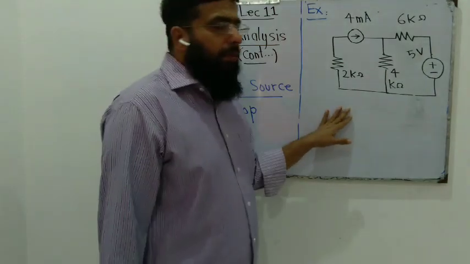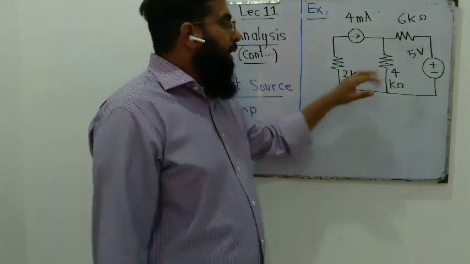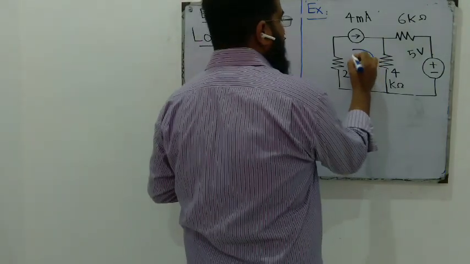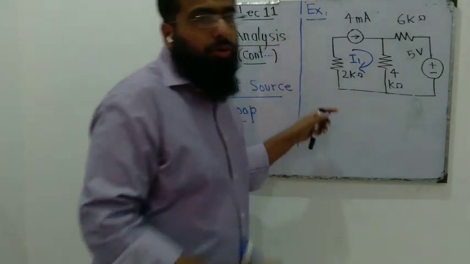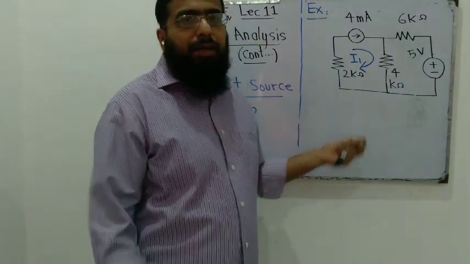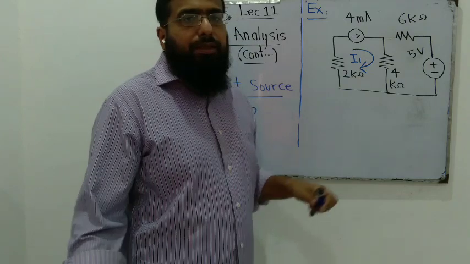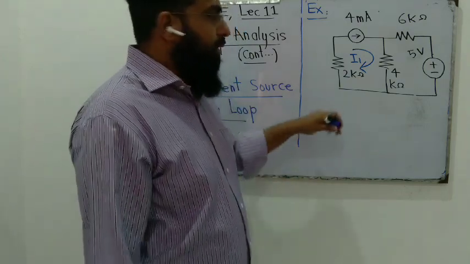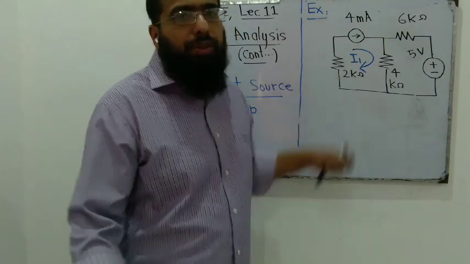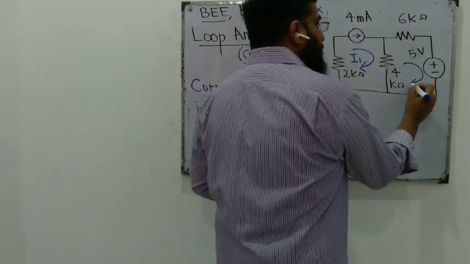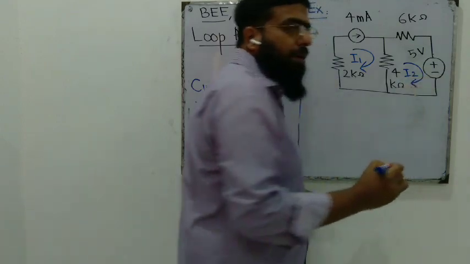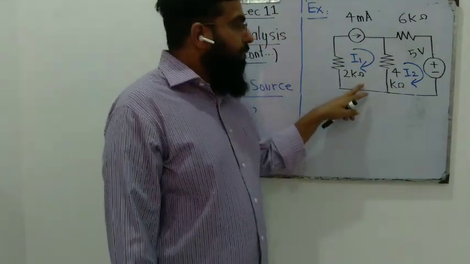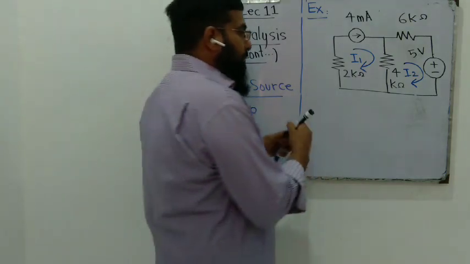Here we have an example with two loops, and in loop number one we'll assume two currents. I1 is clockwise. I told in my earlier lecture that I1 can be assumed to be either clockwise or counterclockwise. So we assume it to be clockwise here, and I2 is also clockwise. This is our assumption. So we don't need to write an equation for loop number one.